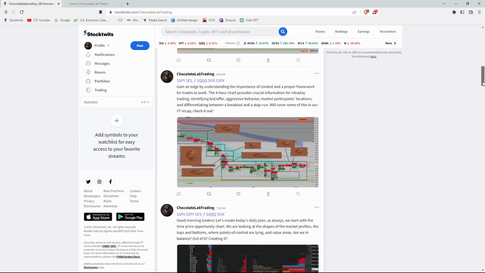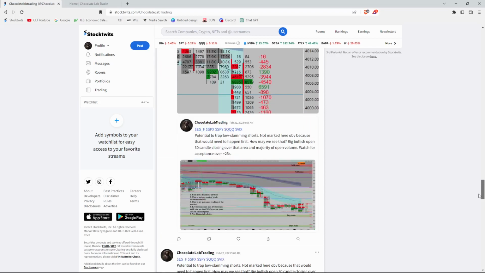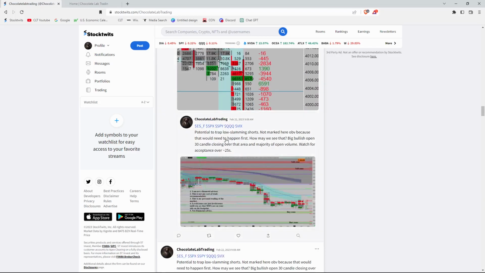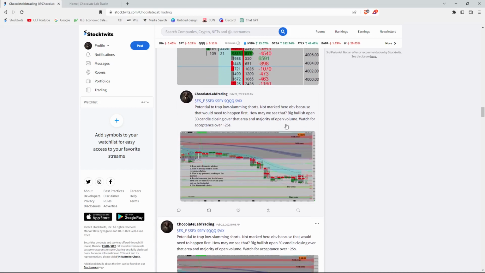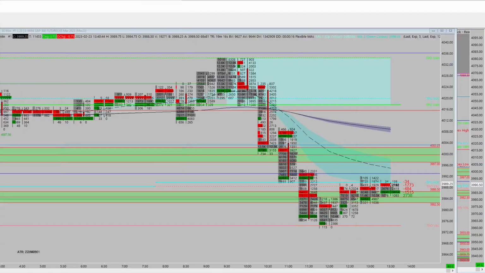So let's take a look at what I actually said yesterday, as I think I went into a little bit more detail. Alright, potential to trap low slamming shorts, not marked here obviously because that would need to happen first. How may we see that? Talking about the trapping of low slamming shorts: a big bullish open candle, or open 30 candle rather, closing over that area and a majority of open volume. Watch for acceptance over 25 yesterday, and I moved it to 26 today.